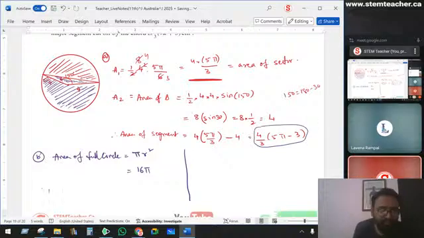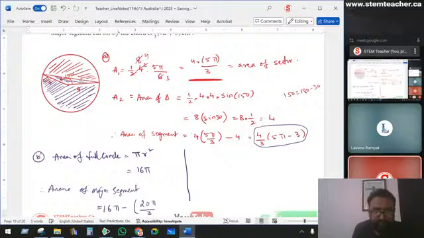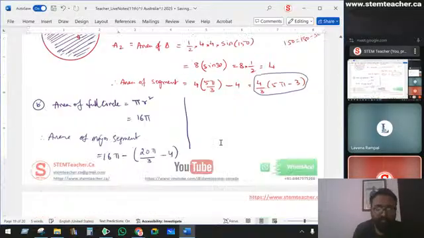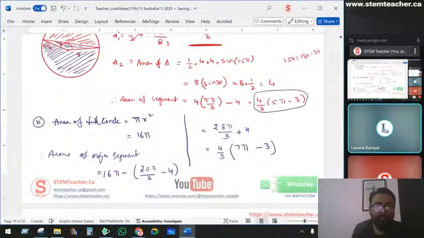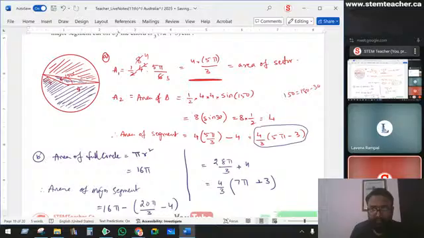So therefore, area of major segment is equal to 16 pi minus (20 pi by 3 minus 4). You have to simplify it. You can get the answer as 48 pi minus 20 pi by 3, plus 4. That is 28 pi by 3 plus 4. If you take 4 by 3 common, it will be 4 by 3 times (7 pi plus 3). So the required answer is 7 pi plus 3.